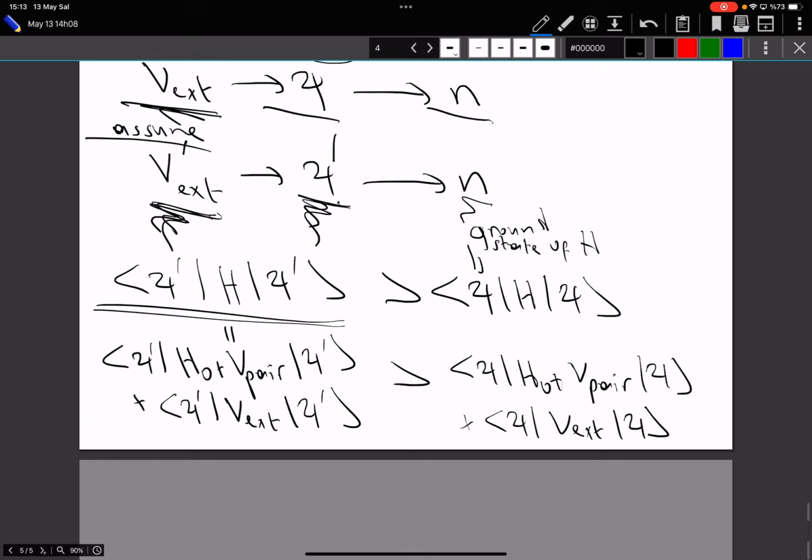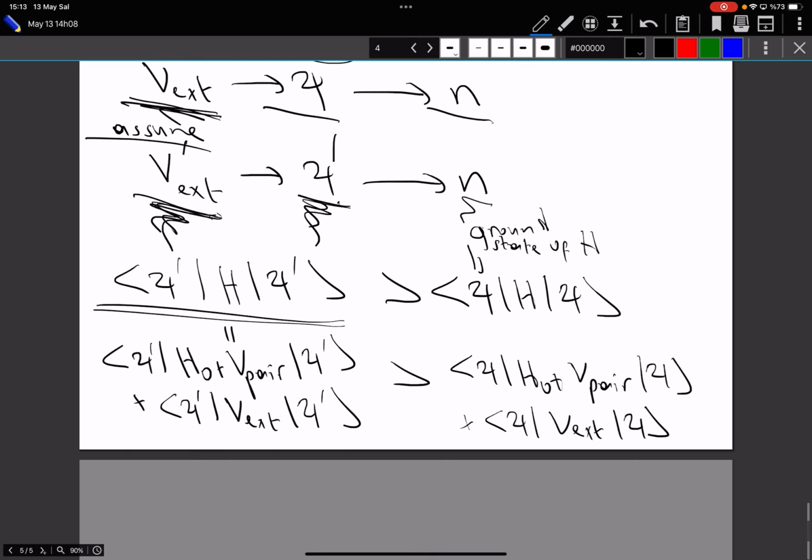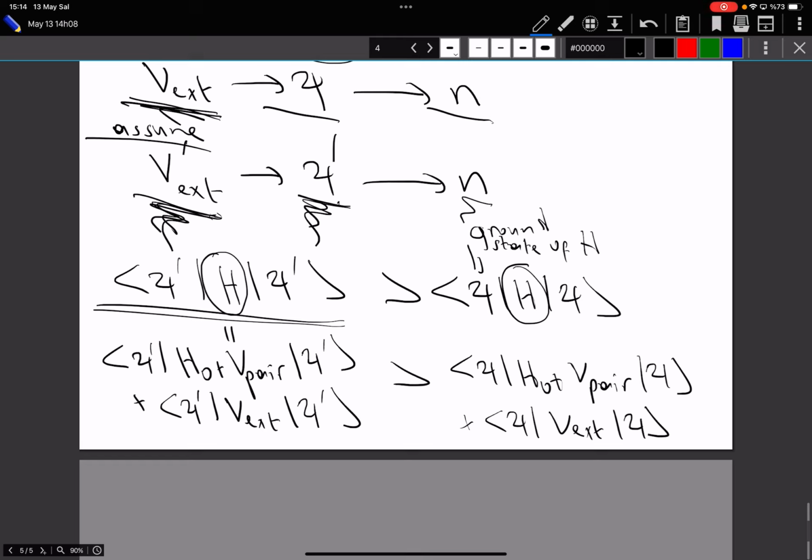Hocam, V external, psi prime is not related, right? The external potential V and the external potential V prime, they are different. But why are we using psi prime and not primed? Because here I'm looking at the matrix elements of the Hamiltonian of both sides. H, not H prime. Okay. Aren't we taking the product of unrelated two things, and why are we comparing this?